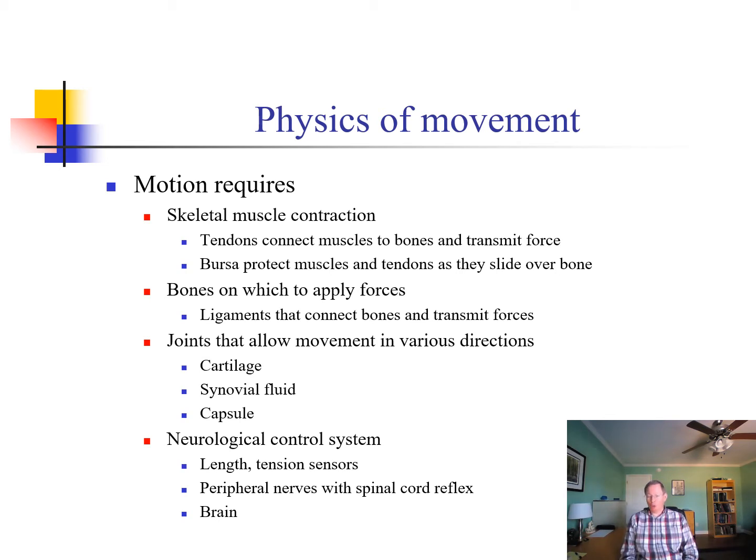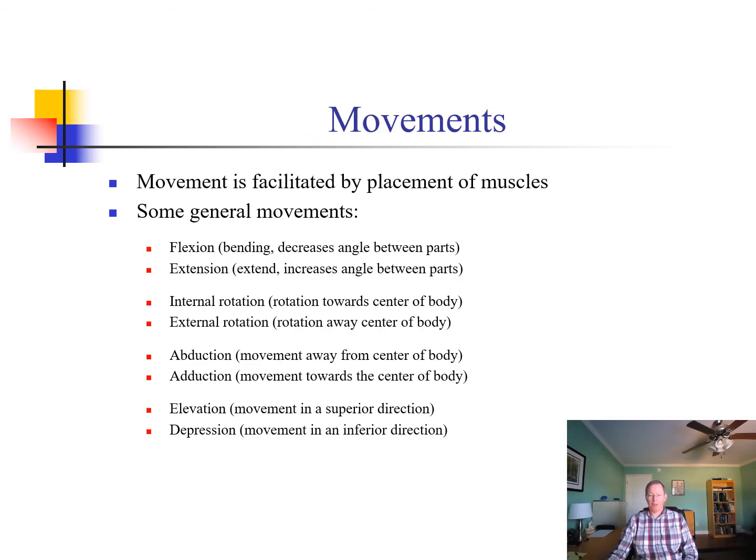I need a control system for being able to do this. In order to have a control system, I need to have it under some sort of conscious control, which is controlled via my brain as well as my peripheral nerves. I do have a spinal cord reflex that I'll talk about also. And I have to have sensors to give me feedback on the tension and the length of those muscles. So let's talk about some movements.